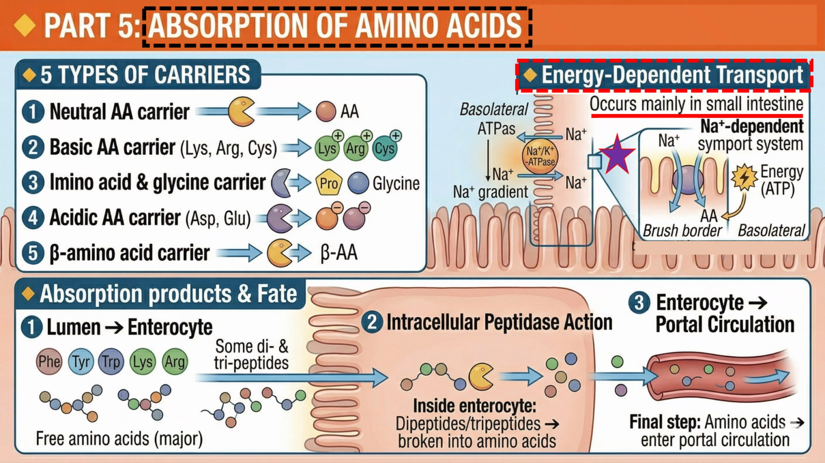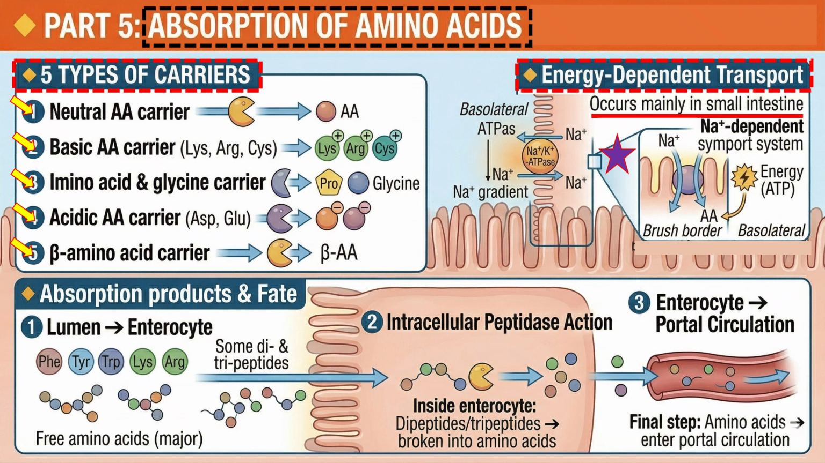Now let's talk about the transporters. We have talked about what form of transport. Now what are the types of transporters or carriers? There are 5 types of carriers that are helpful in the transport of the amino acids. First is the neutral amino acid carrier. Then you have the basic amino acid carrier, then the amino acid glycine carrier, the acidic amino acid carrier, and finally the beta amino acid carrier. Each of these carriers carries the respective amino acids like the name suggests.